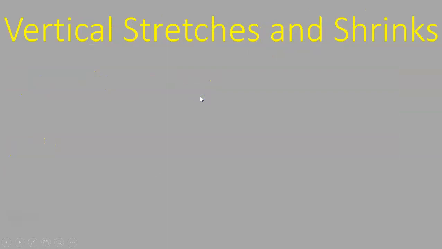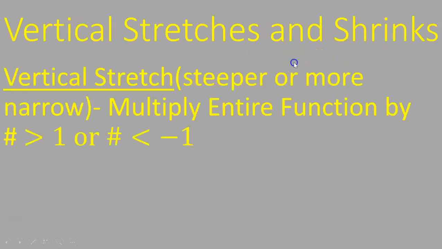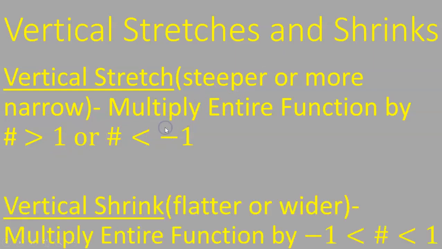Okay, we also have vertical stretches and shrinks. Shrinks are sometimes called compressions. A vertical stretch is going to be steeper, or in some cases you can think of it as more narrow. That's when you multiply by a number that's either bigger than 1 or less than -1. A shrink or compression is going to be flatter, or in some cases wider. It's when you multiply by a number between 1 and -1.